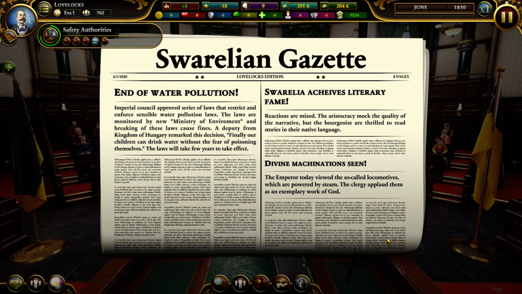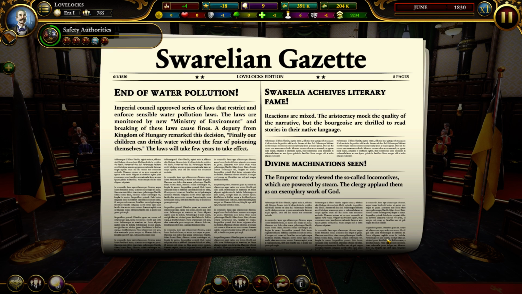End of water pollution. It's never going to happen again. Imperial Council approved a series of laws that restrict and enforce sensible water pollution laws. The laws are monitored by new Ministry of Environment, and breaking of these laws cause fines. A deputy from Kingdom of Hungary remarked this decision. Finally, our children can drink water without the fear of poisoning themselves. The laws will take a few years to take effect. Seems like they take effect for us right away.